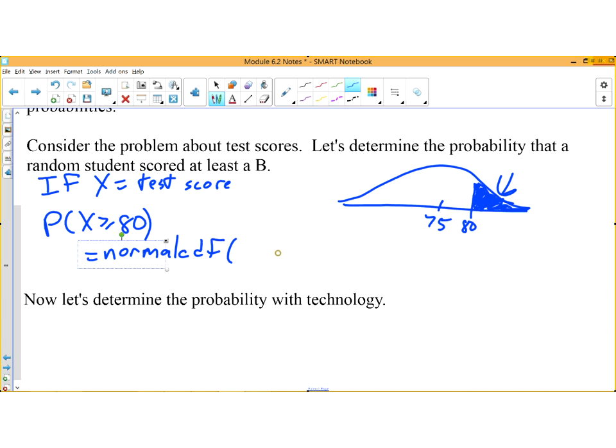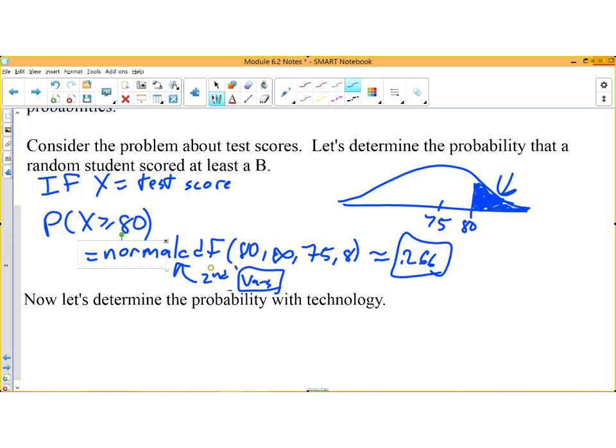0.266. Okay, so I'll write that here, 80. I actually write infinity because that's really what it represents, but I just type in a large number, 75, comma 8, and the answer is about 0.266. And that's my answer, because that's the area that I just calculated right over there. Okay, so it says now let's determine the probability using technology. That's what I did. So second, and the vars key is how I got to that.